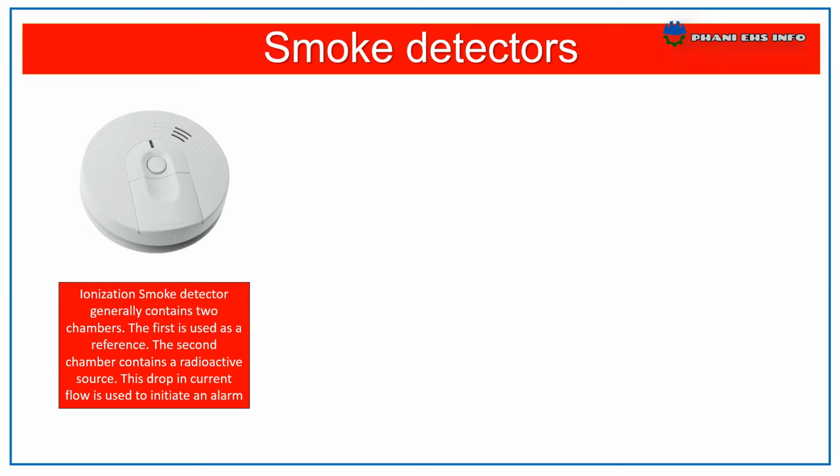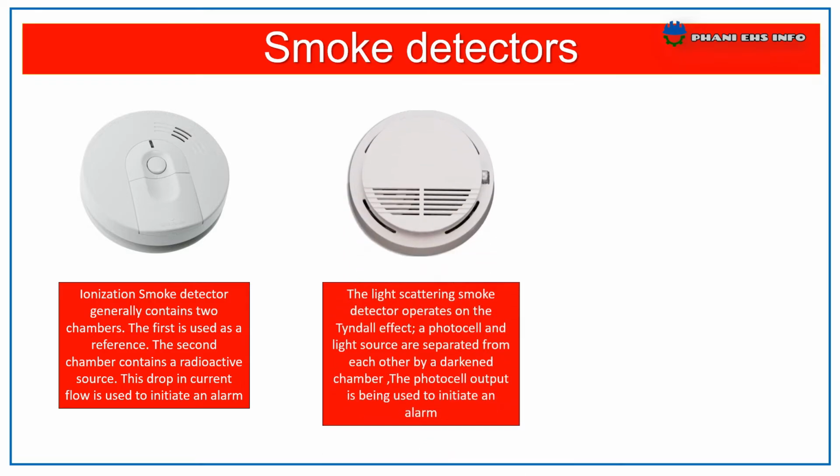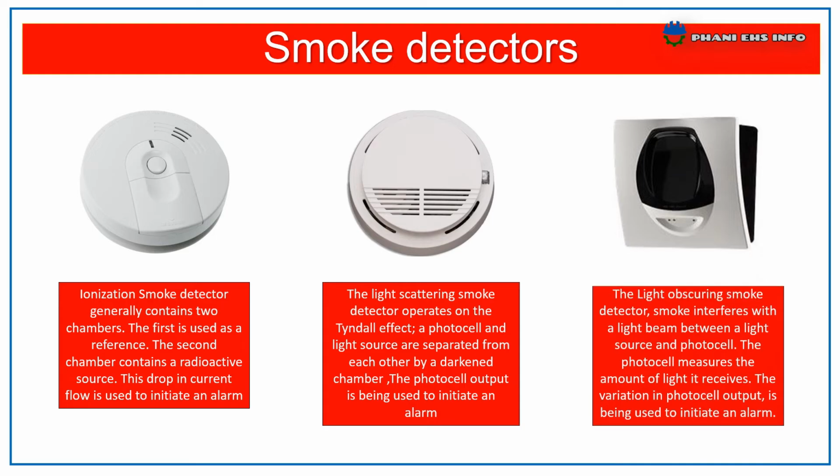The light scattering smoke detector operates on the Tyndall effect. A photocell and light source are separated from each other by a darkened chamber such that the light source does not fall on the photocell. The passage of smoke into the chamber causes the light from the source to be scattered and fall on the photocell. The photocell output is used to initiate an alarm. In the light obscuring smoke detector, smoke interferes with the light beam between a light source and photocell. The photocell measures the amount of light it receives.